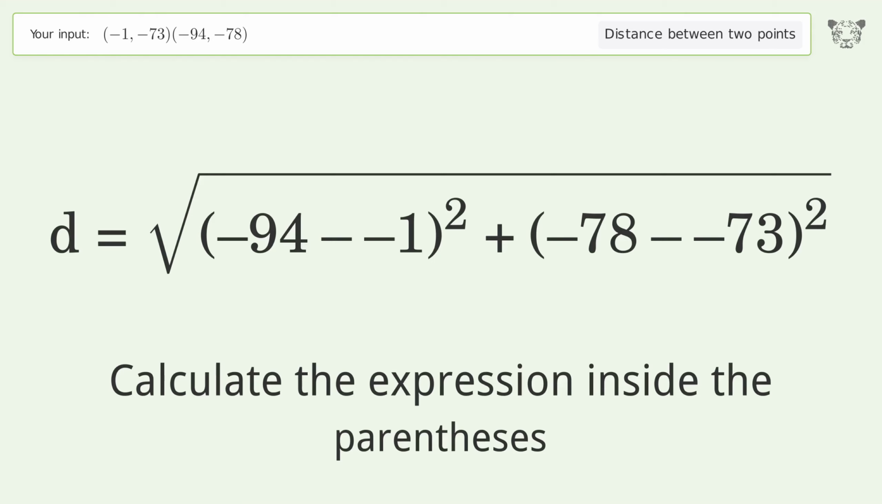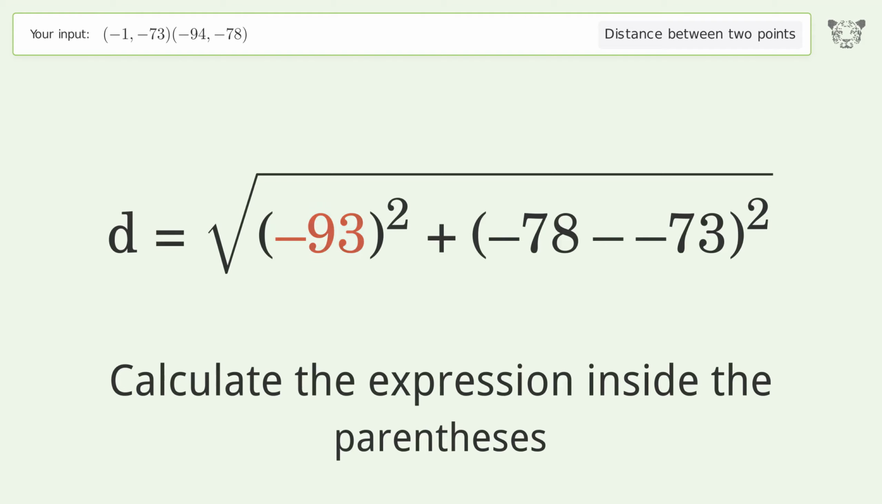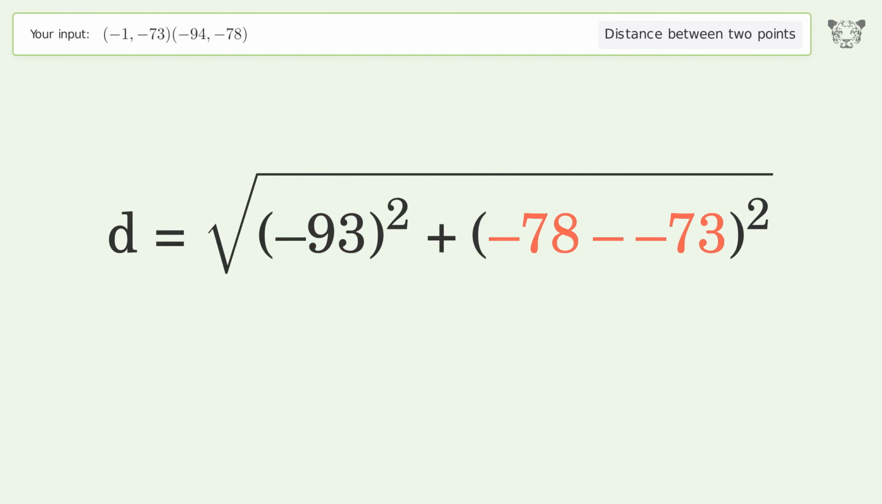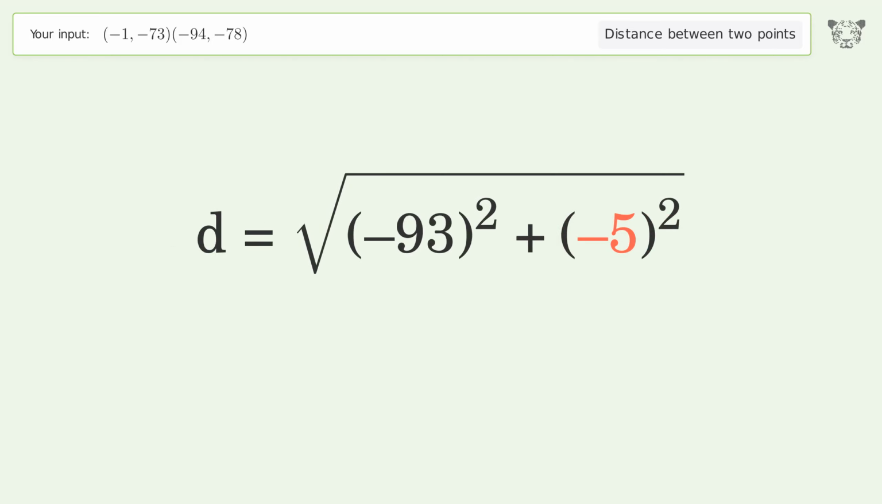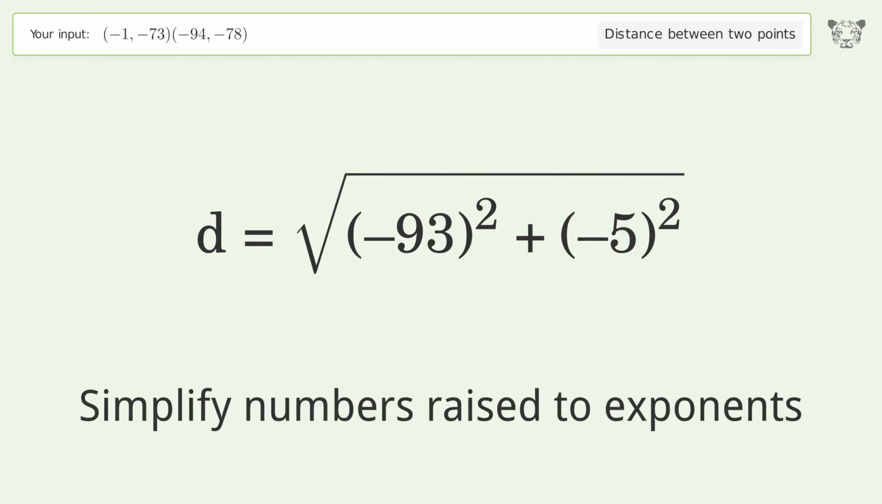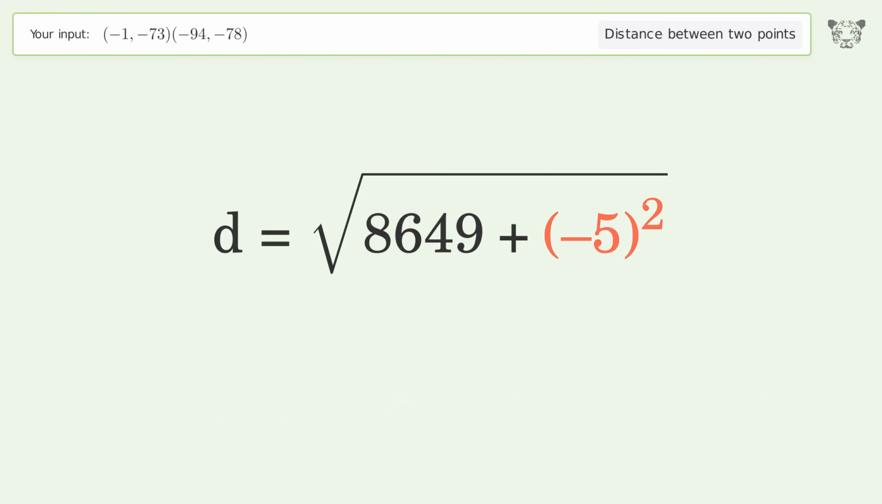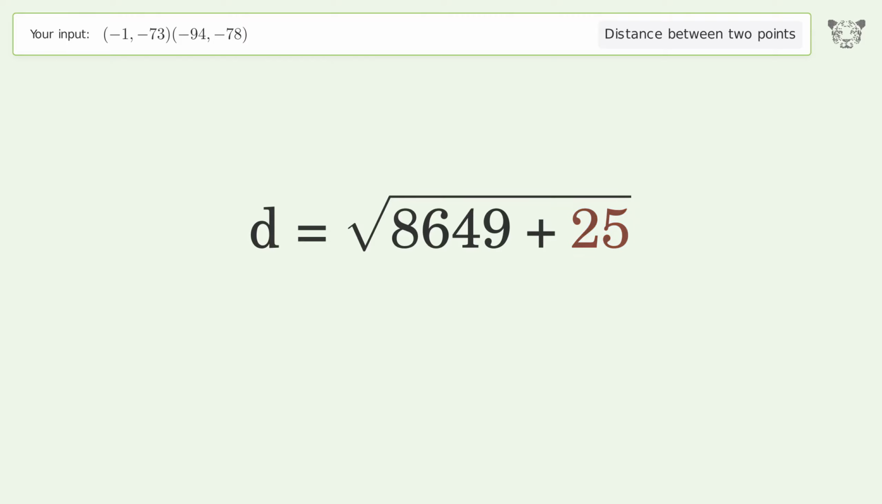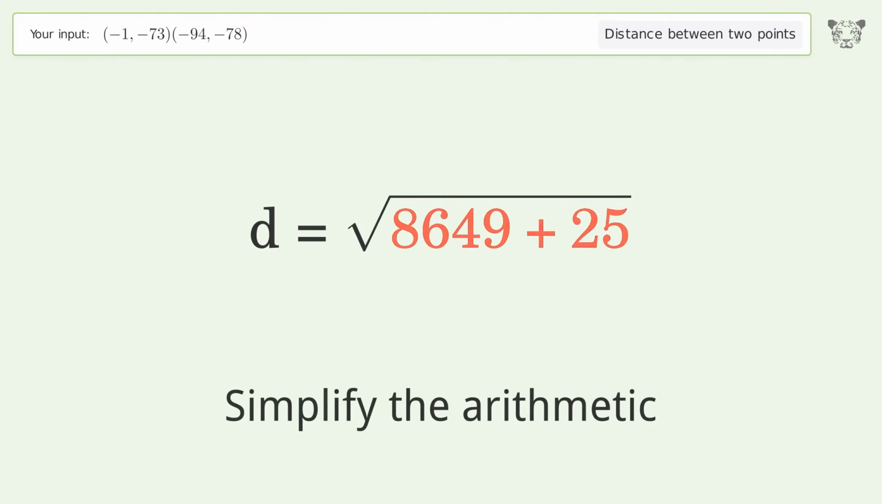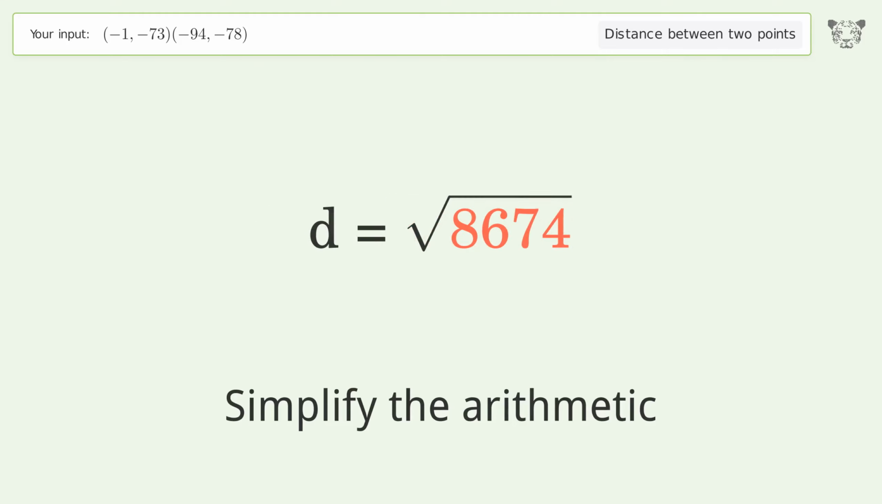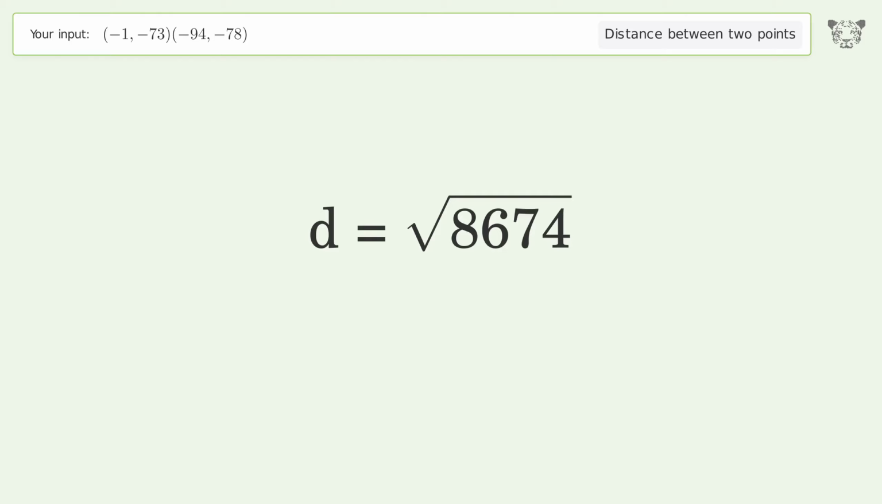Calculate the expression inside the parentheses. Simplify numbers raised to exponents. Simplify the arithmetic. And so the distance between the 2 points is the square root of 8,674, or 93.134.